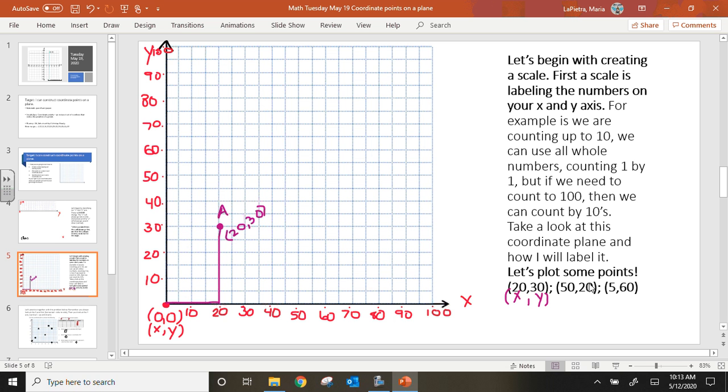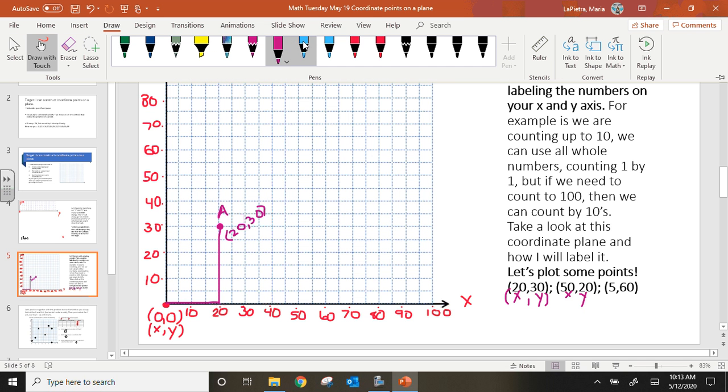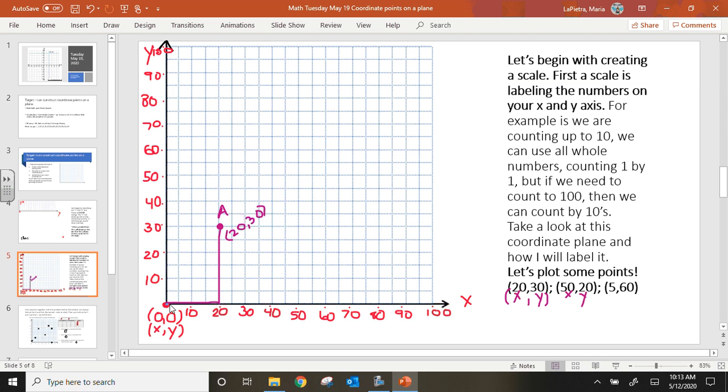50, comma 2. X first, then our y. So 50, come over, I'll do a different color, again using the draw feature. I'm going to go from my 0 origin, always starting at 0. We're going to scoot over to the 50 on the x-axis, and we're going up to 20.